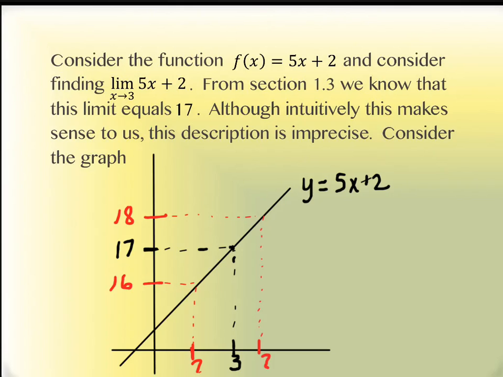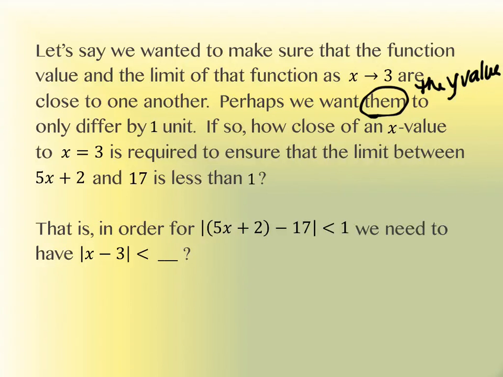If I get really, really close to the y value of 17 on the y-axis, I should be really, really close to the x value of 3 on the x-axis. Okay? But the question is exactly how close do I need to be? In other words, how close does putting my x or my y value close to the 17 force me to have to be close to the value of 3? And that's what this is actually doing for us, or describing.